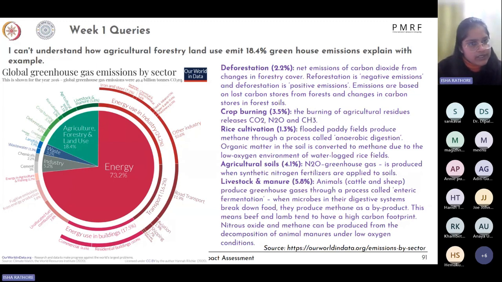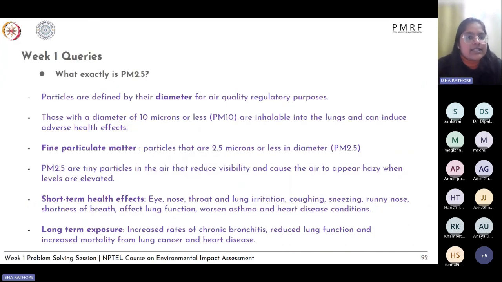Okay, so moving on to the next question. What exactly is PM2.5? Particles are defined by their diameter for air quality regulatory purposes. Anything with a diameter of 10 microns or less, that is PM10, is inhalable into the lungs and can induce adverse health effects. We also have finer particulate matter, which is particles 2.5 microns or less in diameter. These are referred to as PM2.5, particulate matter of diameter 2.5 or less.